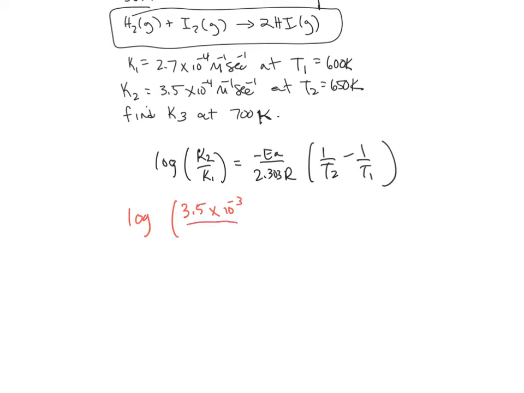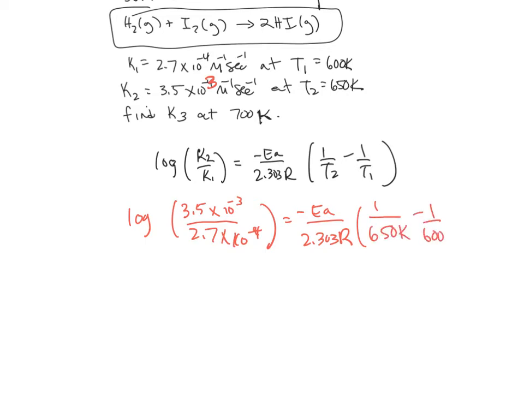Oh, I see there's a mistake up here. This should be a 3 right there. Sorry about that. Divided by 2.7 times 10 to the minus 4 is equal to negative EA divided by 2.303 R times 1 over 650 Kelvin minus 1 over 600 Kelvin.